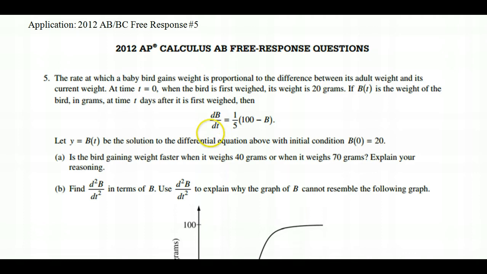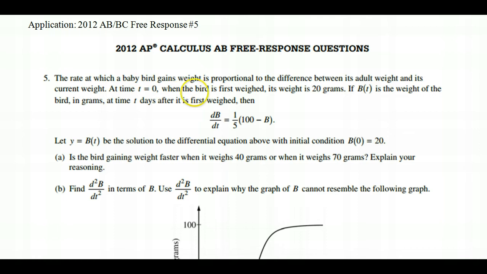But how fast it's growing is given by this equation, this rate of change, or this derivative. So there's a lot of information given here. The last part tells you the solution to the differential equation, a specific solution, has an initial condition, b of 0 equals 20. Well, they didn't really explicitly need to give you this. They in fact already gave it to you in this sentence here.